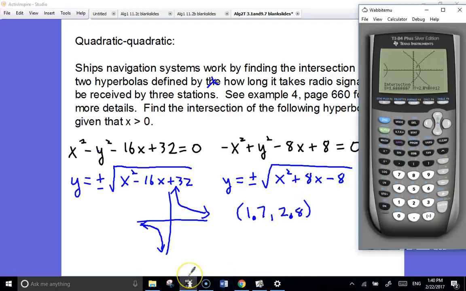Any guesses on what the second intersection point is going to be? How about negative? It's going to have to be 1.7, negative 2.8. Let's try that. So second trace 5. Okay, now we don't want the positive branch. We want the negative. So let's arrow down to get to Y2. And it is on there, so we hit enter. And now we got a negative branch again. That's good. And the intersection is 1.7, negative 2.8.